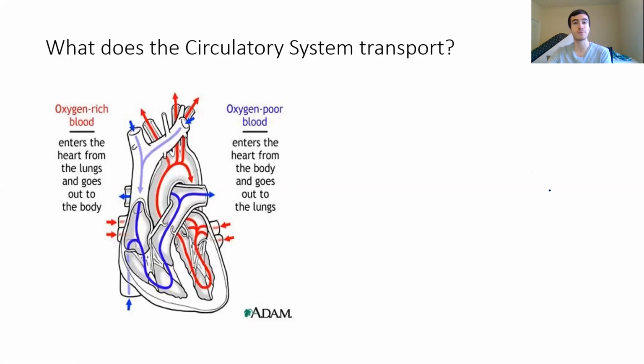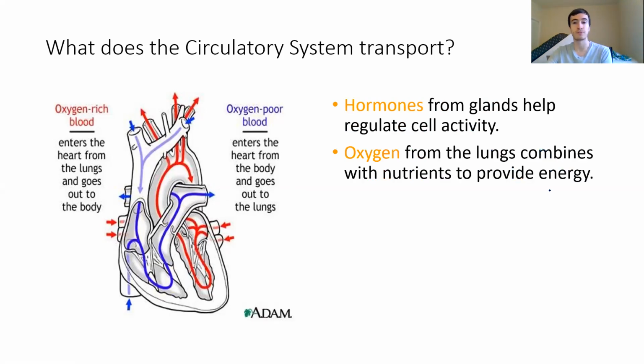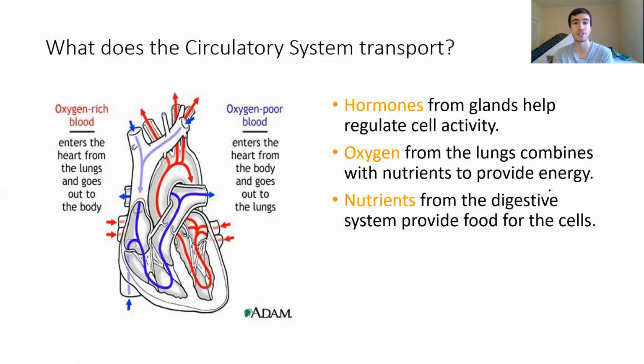So what all is being carried as the circulatory system is working in its normal way? We have all sorts of different hormones that different glands are producing around our body that need to be transported to specific areas. We have oxygen from our lungs that all of our cells need in order to create energy. Oxygen is a really important molecule that we use as part of the energy process in our cells. So we need that oxygen that we breathe in from the air.